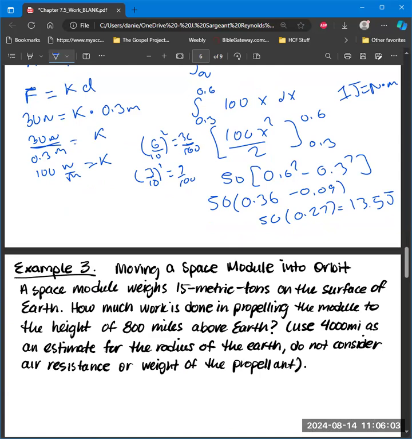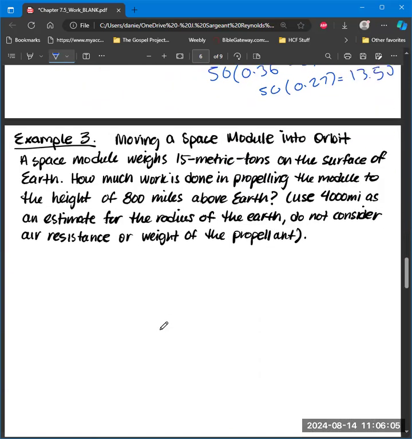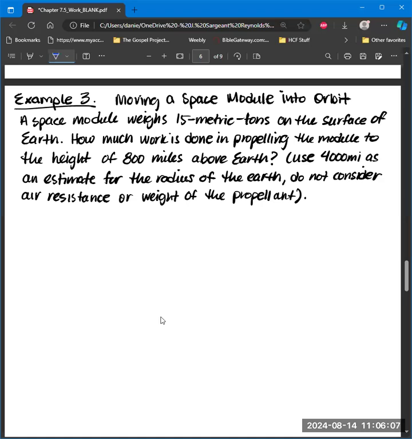All right. Let's do one of those examples of universal gravitation. A space module weighs 15 metric tons on the surface of the Earth. How much work is done in propelling the module to a height of 800 miles above the Earth? Use 4,000 miles as the estimate for the radius of the Earth. Do not consider air resistance or the weight of the propellant.